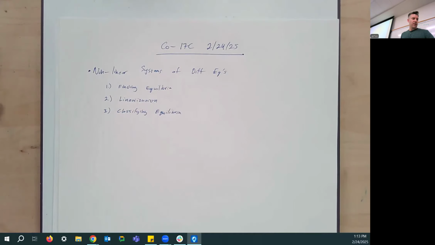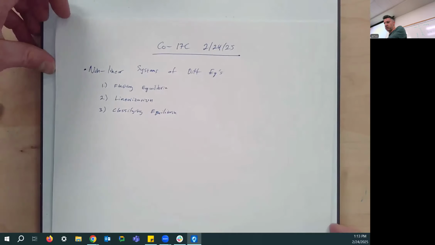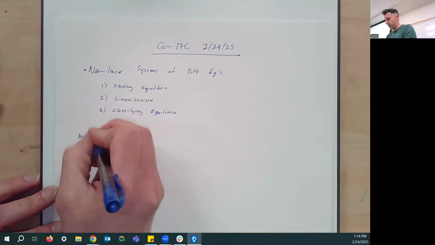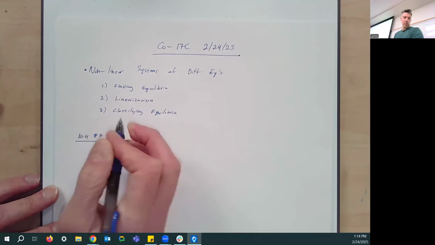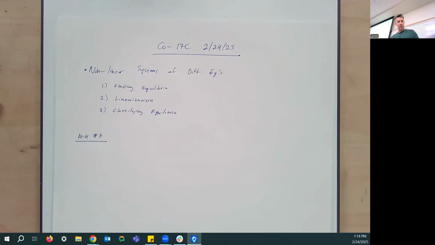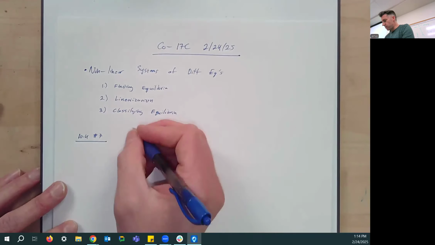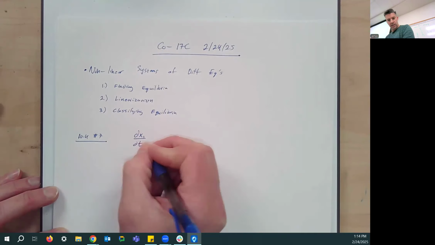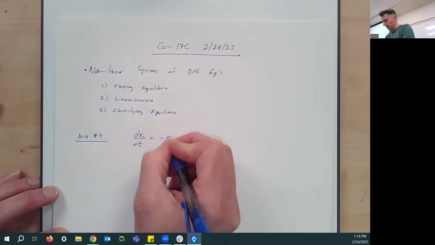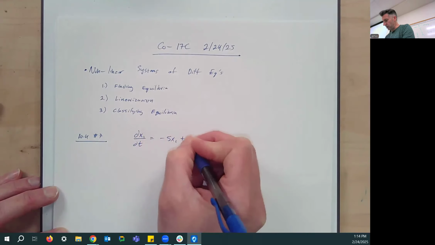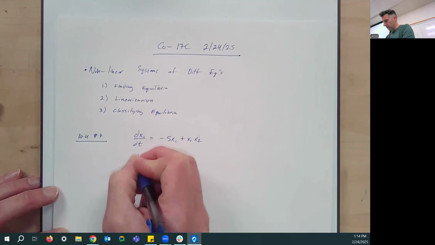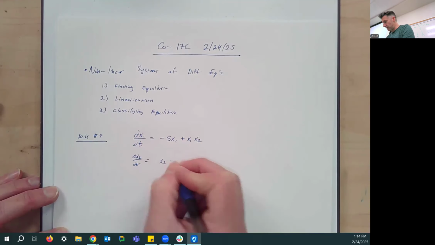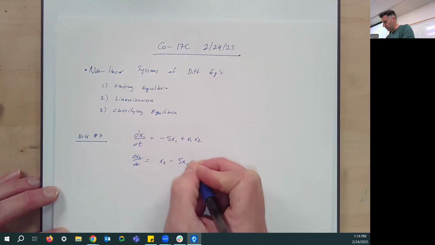So let's look at this example to start off with. And this actually is an example from the textbook. This is 10.4, number 7. Just so you have a reference point. So here is our setup. We are given the following system of differential equations: dx1/dt is equal to negative 5x1 plus x1 times x2, and dx2/dt is equal to x2 minus 5x1 x2.